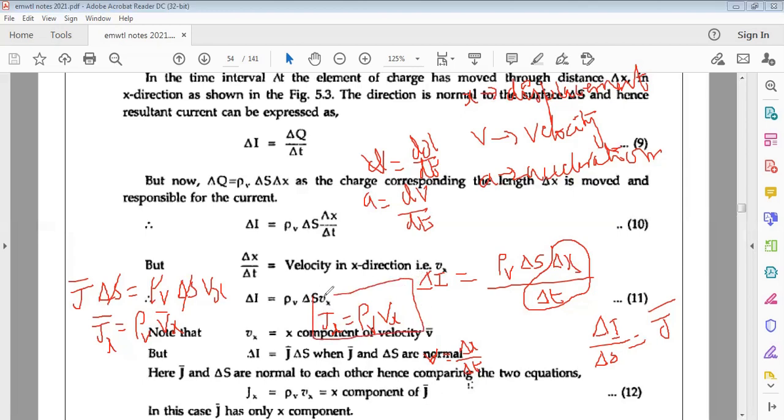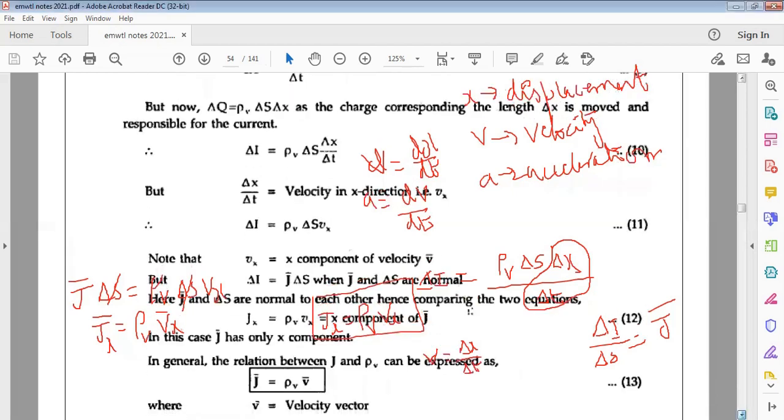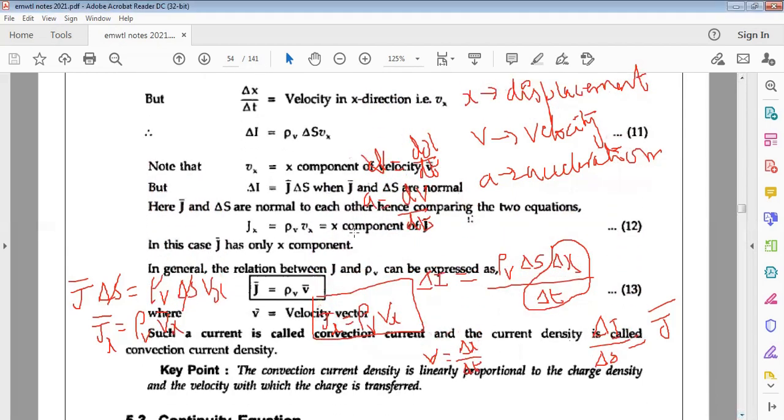Follow me, students. So now we got this relation: Jx is equal to rho v into Vx, where Vx is the x component of the velocity V bar and Jx is the x component of the J bar. In this case, J bar has only the x component. In general, the relation of J and rho v is expressed as J bar is equal to rho v into V bar, where V bar is a velocity vector.